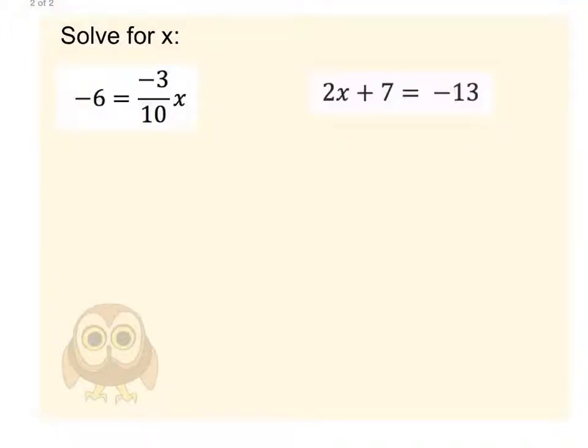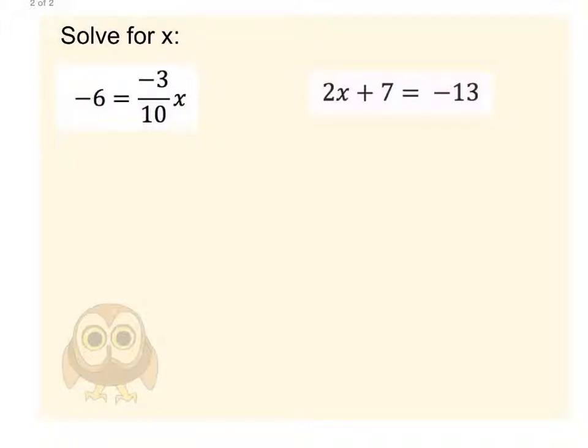Okay, these two ask you to solve for x. So the one on the right, and I'm including another fraction one because a lot of kids struggled with problems last year that dealt with fractions on the benchmark, so I want to make sure you guys have some good examples. So if I'm solving for x, I have negative 6 equals negative 3/10 x.